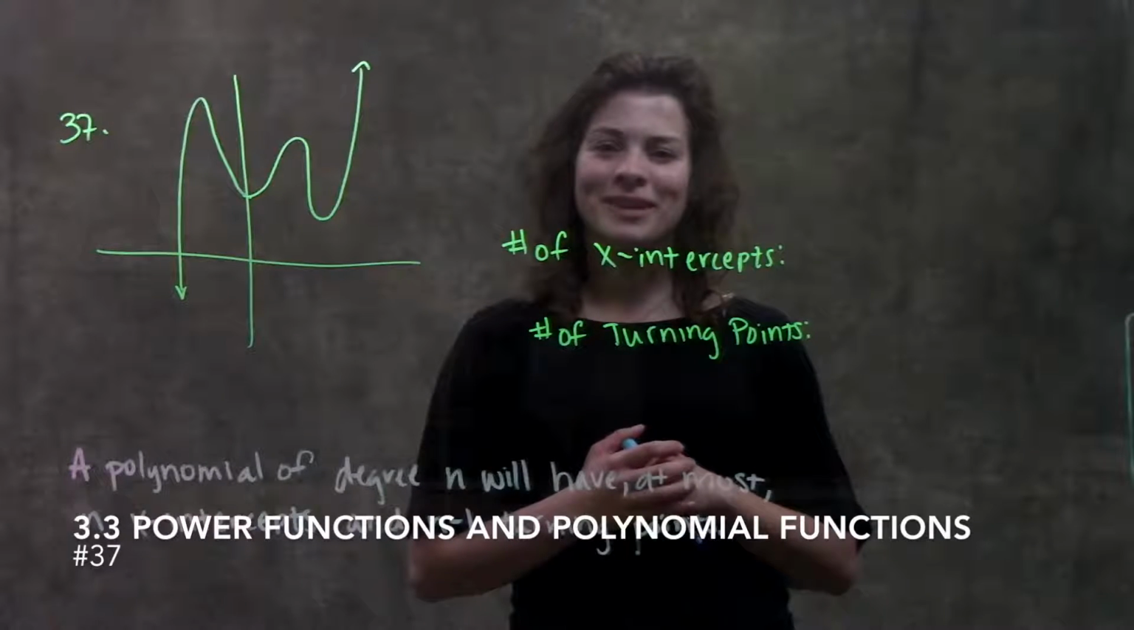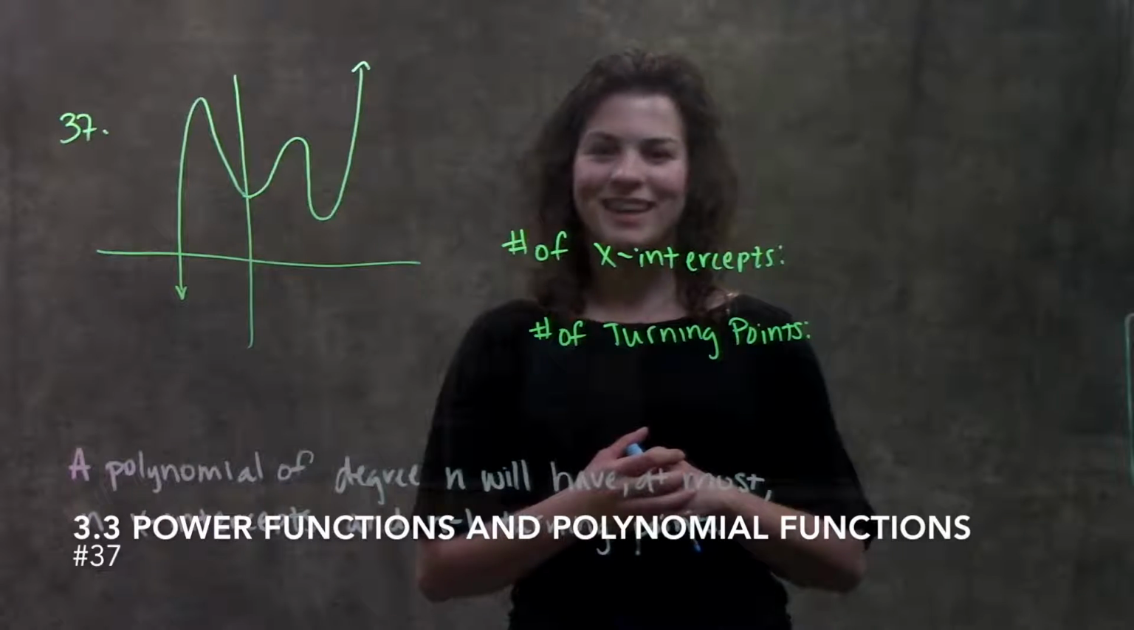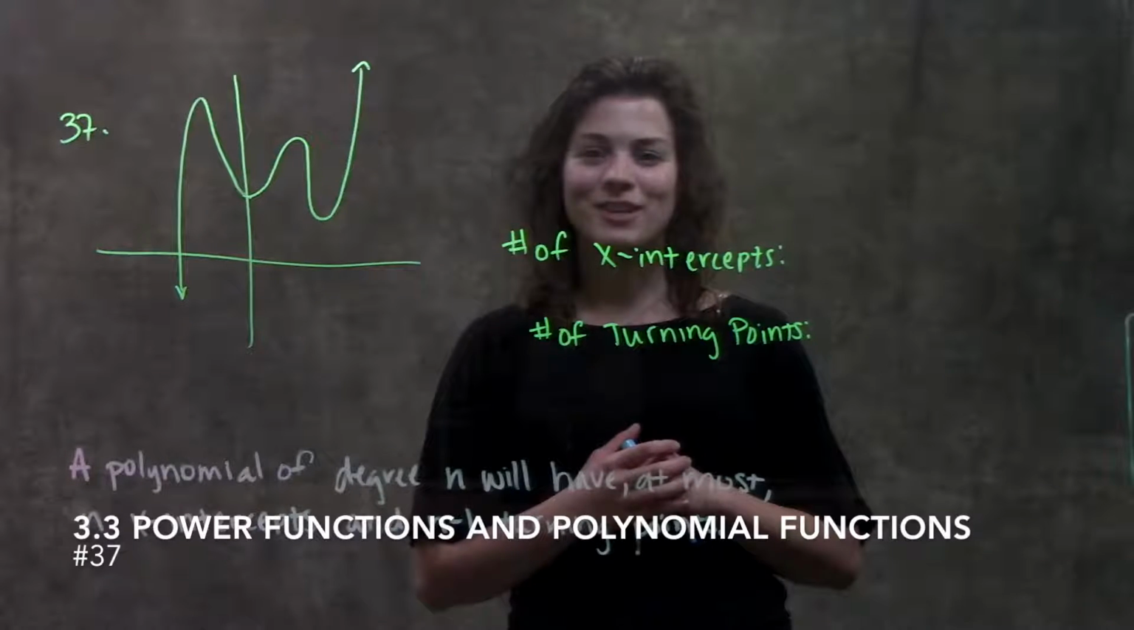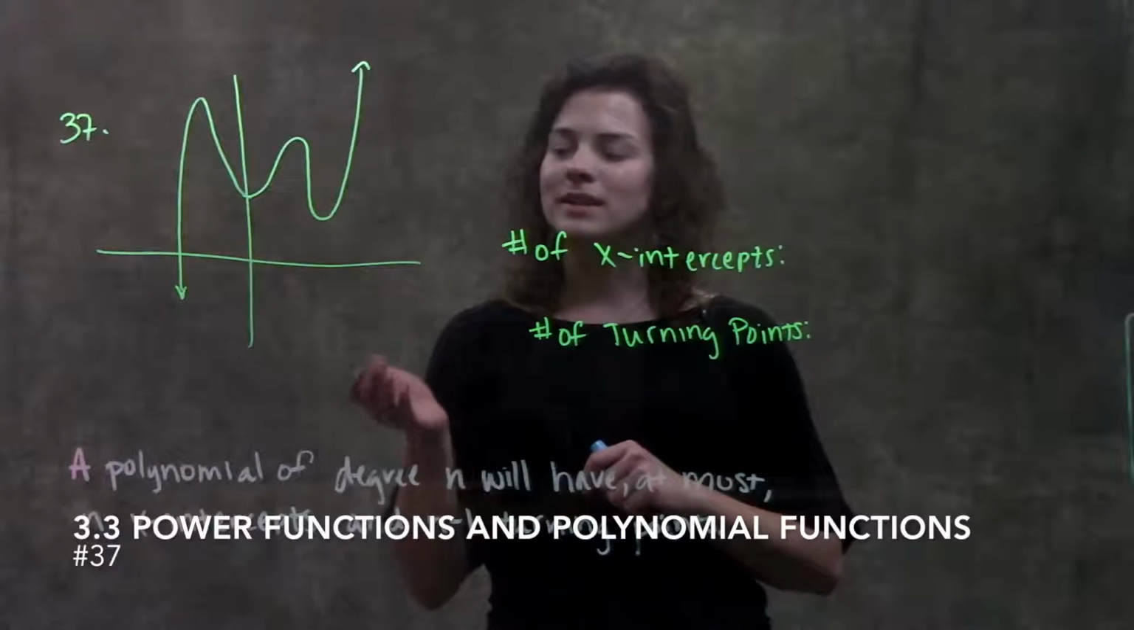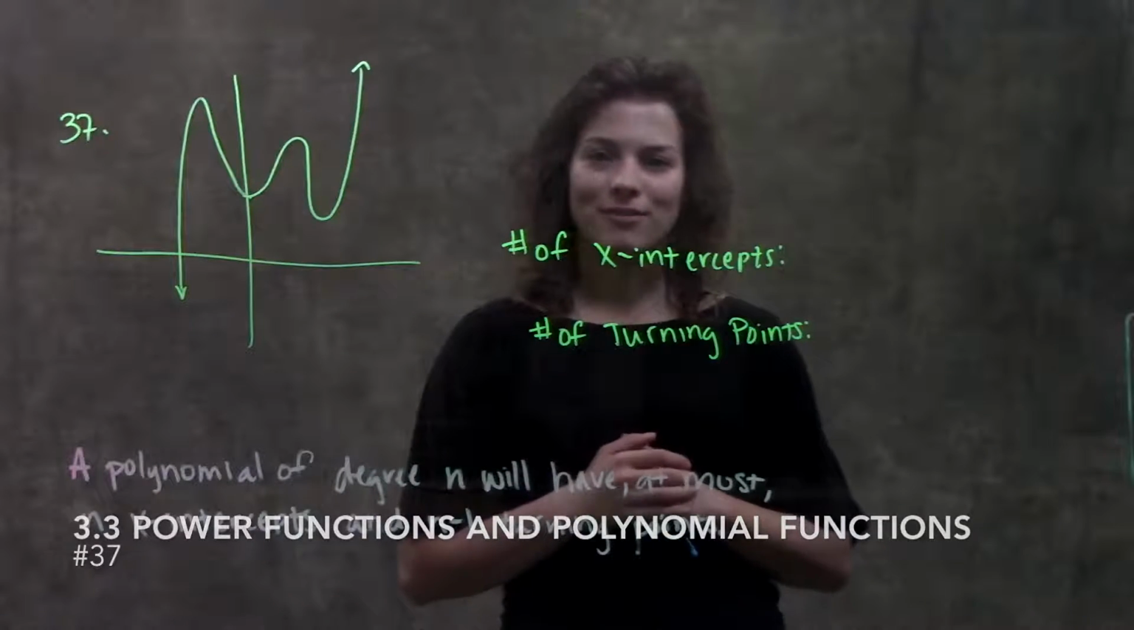This is section 3.3, power functions and polynomial functions. In this video, we're going to go through number 37 in your book, and this problem is asking us to identify the possible function with the least number of degrees that could be this graph.